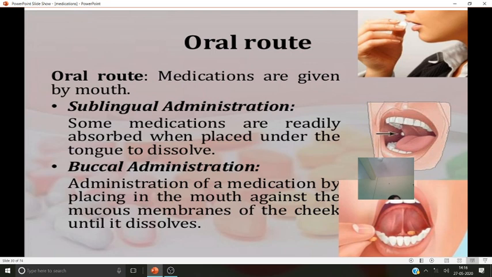Then another route, the rectal route. Coming to the rectal route, the drugs which are administered through the rectum, like suppositories, or enema also. So these are all external routes.